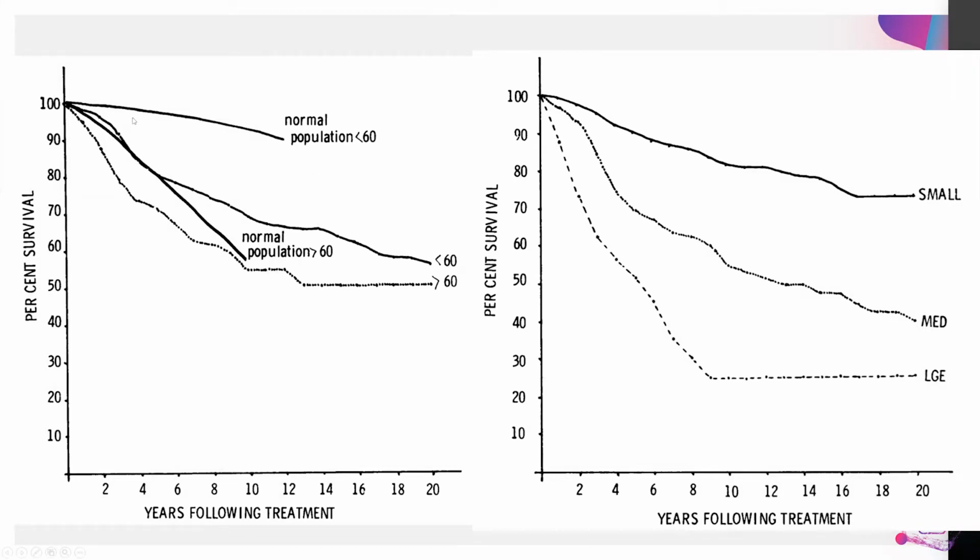If you look on the left here, this is an old paper now, it's more than 20 years old, you see the normal population with life expectancy. In uveal melanoma, patients who are greater than age 60 perhaps tend to have a higher mortality and a lower survival than patients less than age 60. But what's really striking, what we've known for some time in this disease, is that mortality also segregates by tumor size. A small tumor typically does better than a large or even a medium tumor.